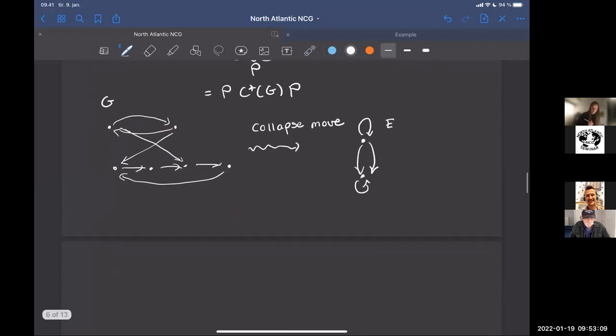And it follows by a theorem that the graph C*-algebra of G is stable isomorphic to the graph C*-algebra of E.